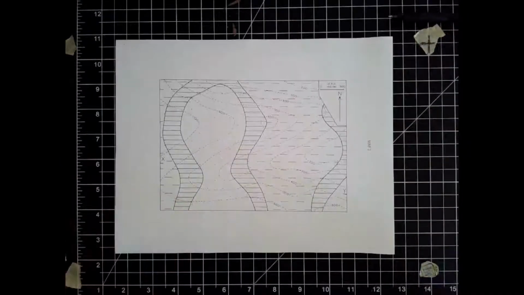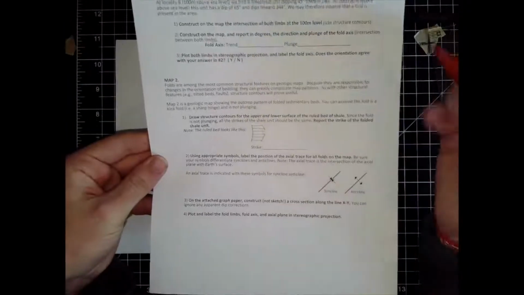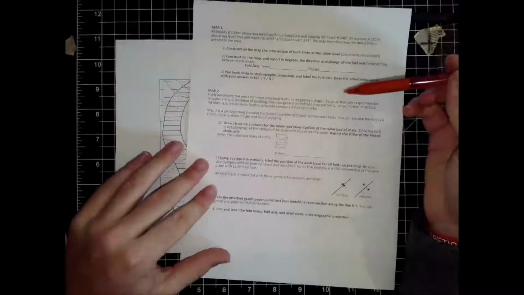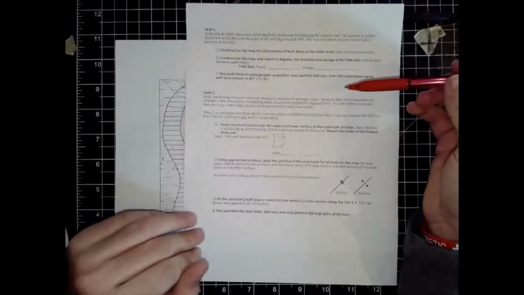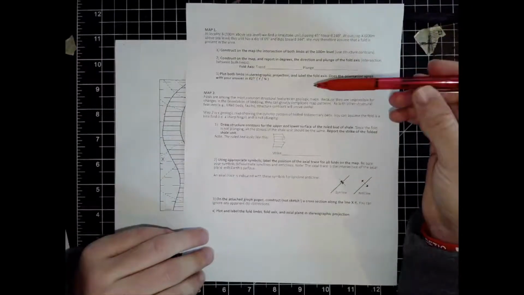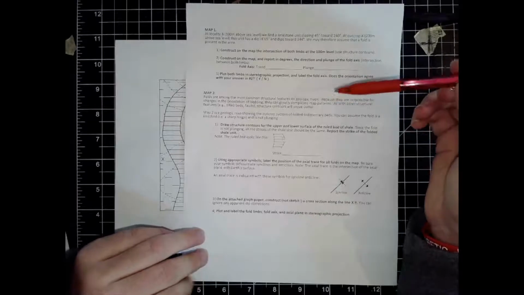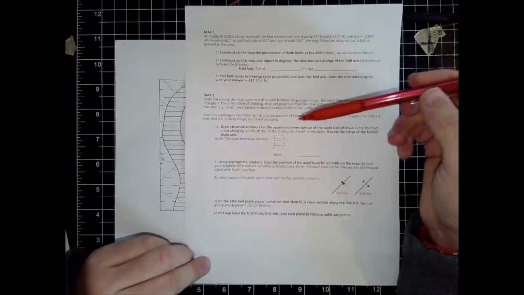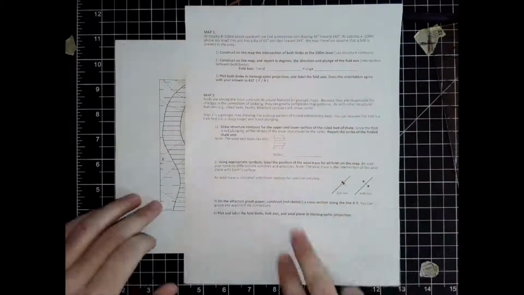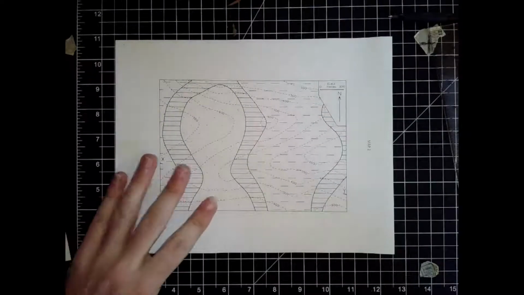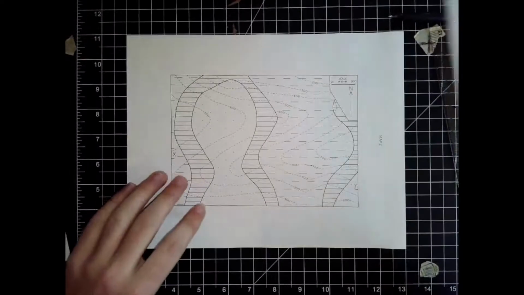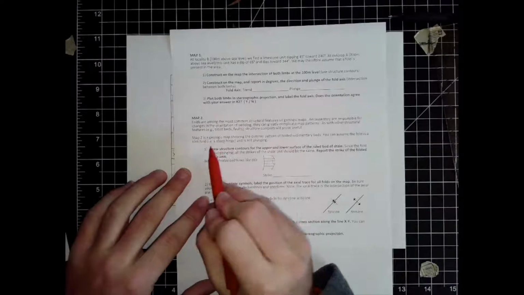Map 2 is a little bit more work. Folds are among the most common structural features in geologic maps because they are responsible for designing but complicate map patterns. A fold on a geologic map is a very similar format to what we've looked at in Lab 2. So contour the upper and lower surface of the ruled bed of shale. By ruled bed, we mean texture here.